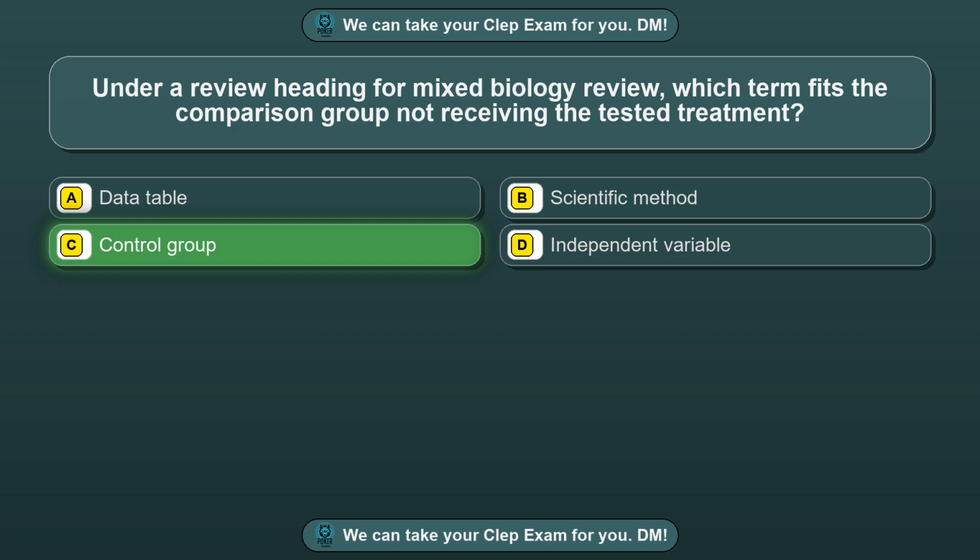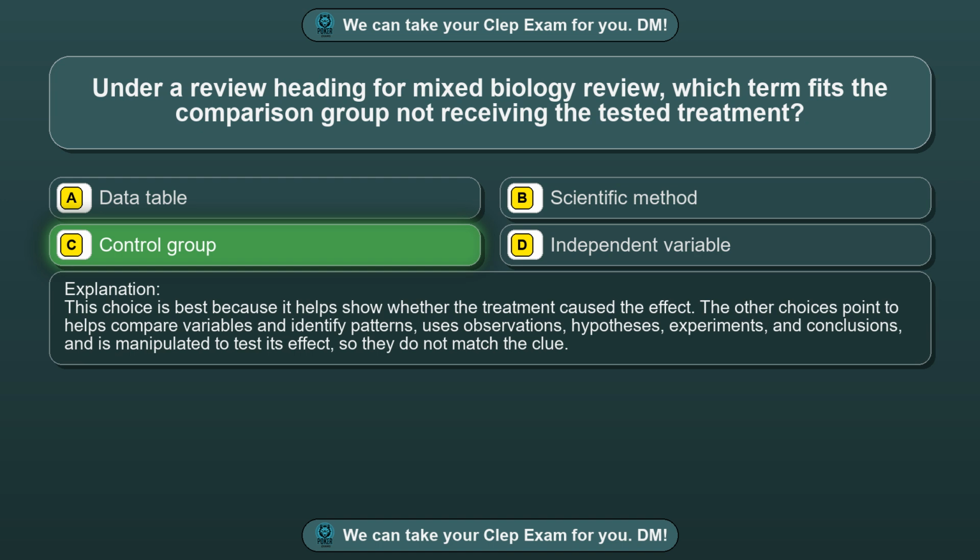Control group. This choice is best because it helps show whether the treatment caused the effect. The other choices point to helps compare variables and identify patterns, uses observations, hypotheses, experiments, and conclusions, and is manipulated to test its effect, so they do not match the clue.